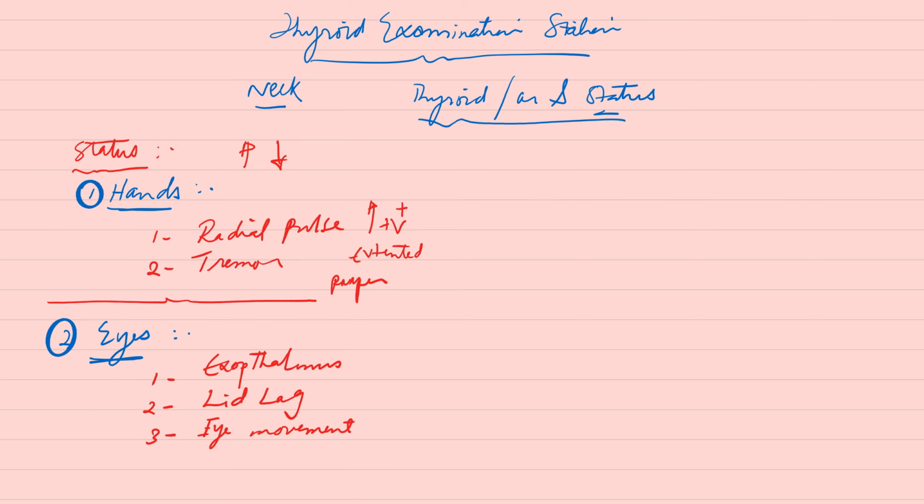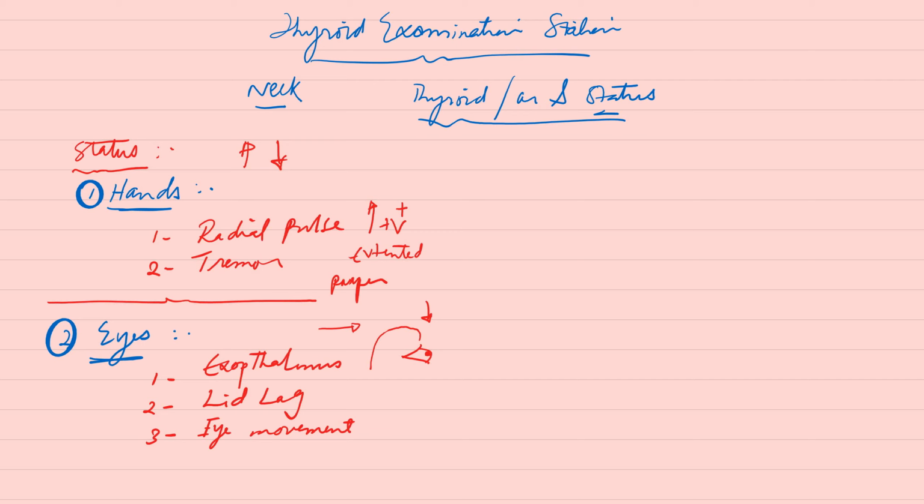So for exophthalmos, you are going to look at the patient's eye or face from behind. Suppose that this is his eye, this is his forehead here. You will come from behind and look from above. In this way you can see this protrusion here. So if you see it, this is exophthalmos.